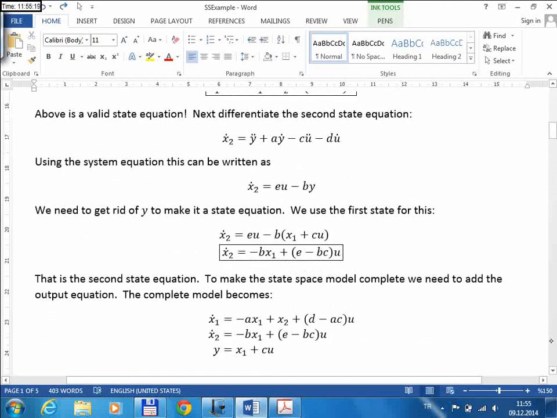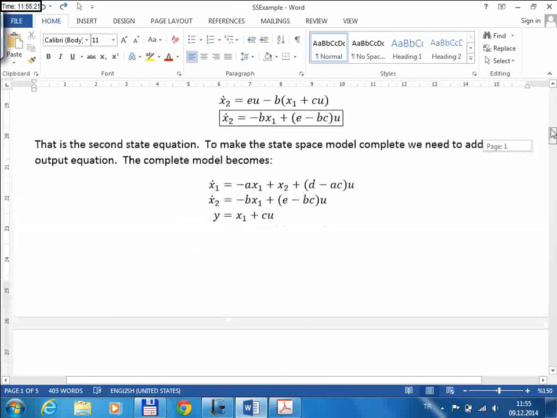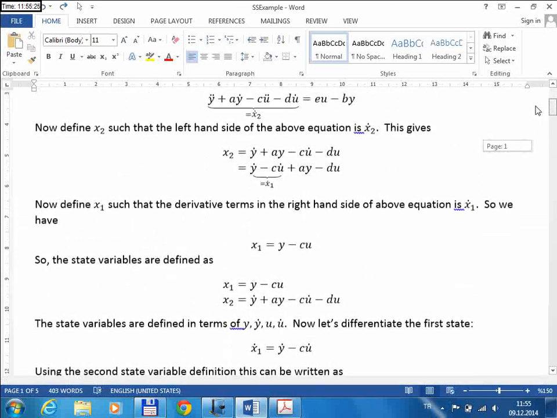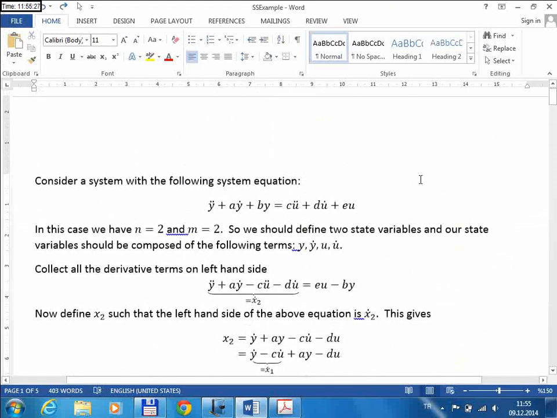So here's a nice procedure for choosing the state variables. They should include all these terms, but if you just define them arbitrarily, you may not get a solution. To get a solution, you need to follow a systematic approach. So this is such an approach that you can follow.